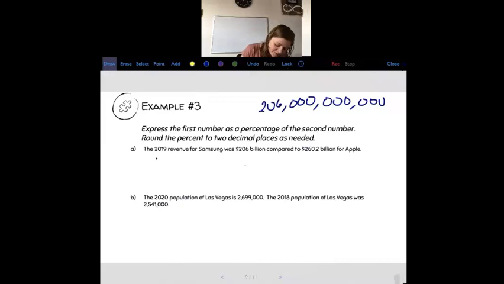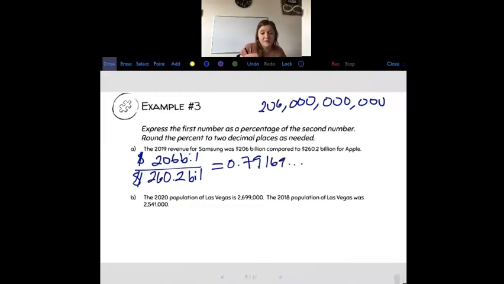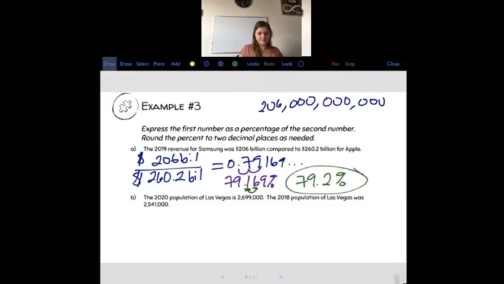So for this type of problem, you can do 206 billion divided by 260.2 billion. Which will give us 0.79169, and keep going. And remember, we round after we convert the decimal to a percent. So this becomes 79.169, and then rounded to the tenths place, the number next door is 5 through 9, which causes the value in the tenths place to go up 1 to get 79.2%.